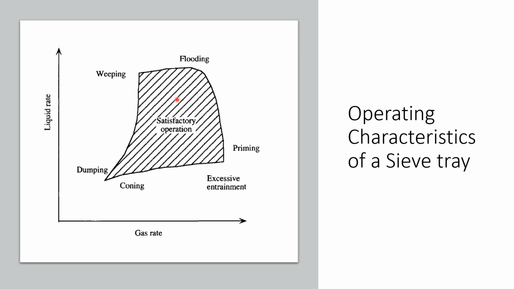So the idea is to operate within this envelope, within this design constraint. We will have flooding if we have high gas flow rate and high liquid flow rate. We can have weeping if we have low gas rate and high liquid flow rate. Dumping, obviously, occurs at low gas flow rate and low liquid flow rate. At high gas flow rate with a small amount of liquid flow rate, we will have excessive entrainment. With an increase of liquid flow rate, we can have flooding.